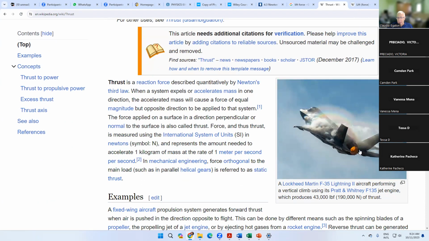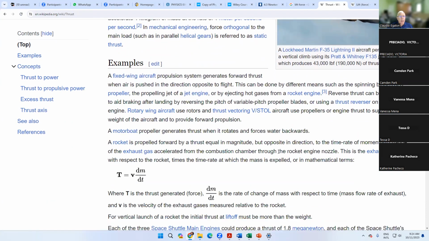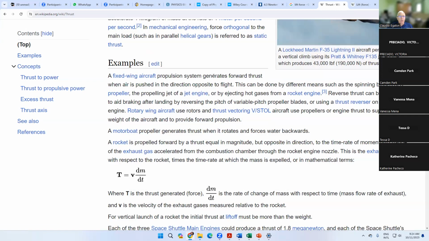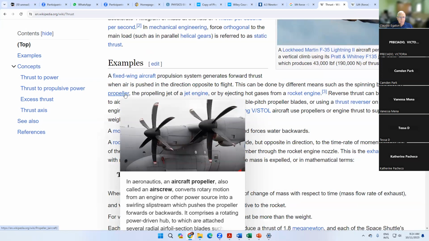Here you go. Here's the jet engine of an aircraft, propelling it forwards. A fixed wing aircraft propulsion system generates forward thrust when air is pushed in the direction opposite to flight. This can be done by different means, such as the spinning blades of a propeller, like I mentioned to you. Here's the propeller, the fan-like device that's installed in propeller airplanes.